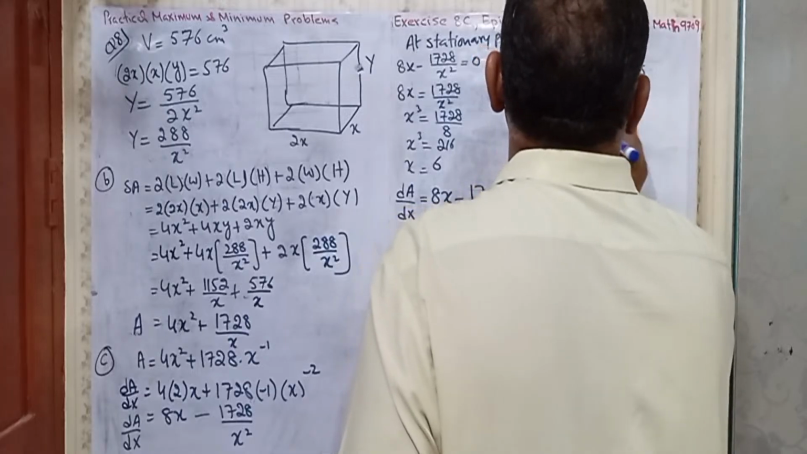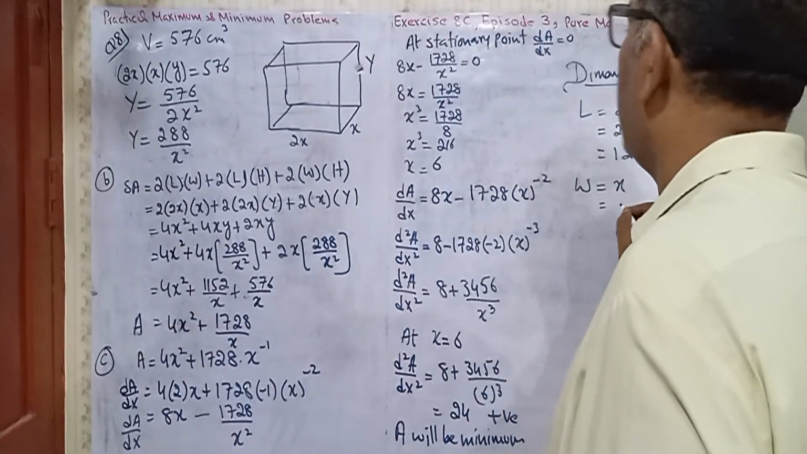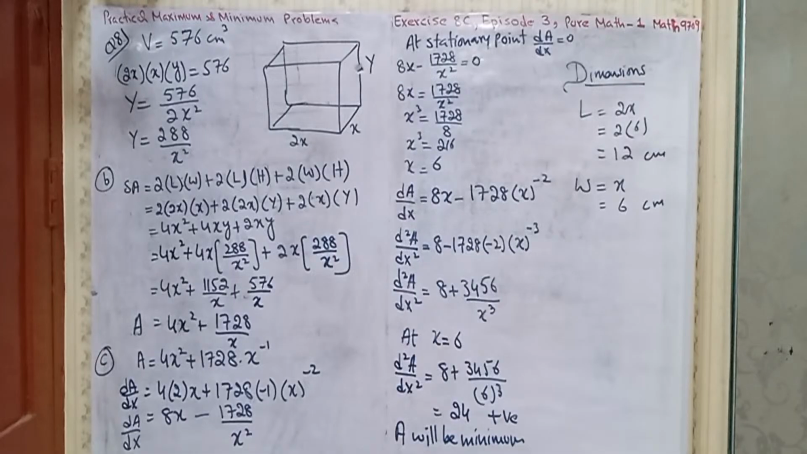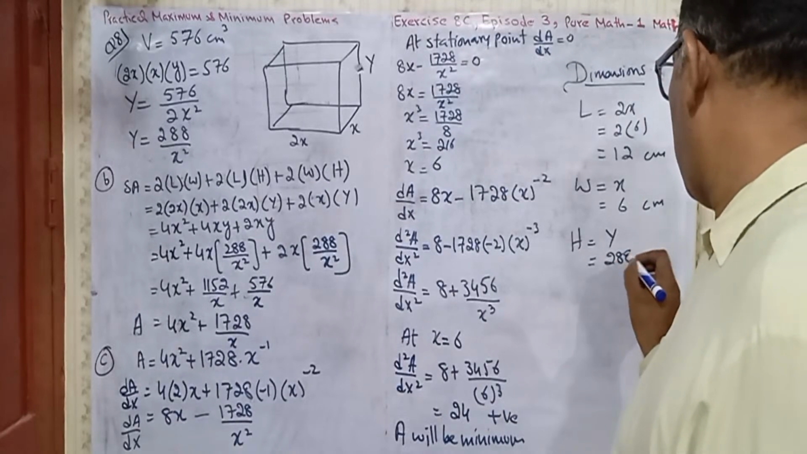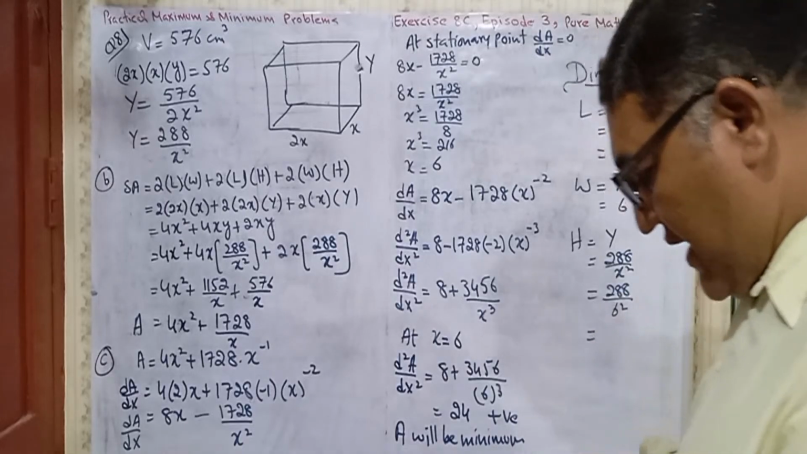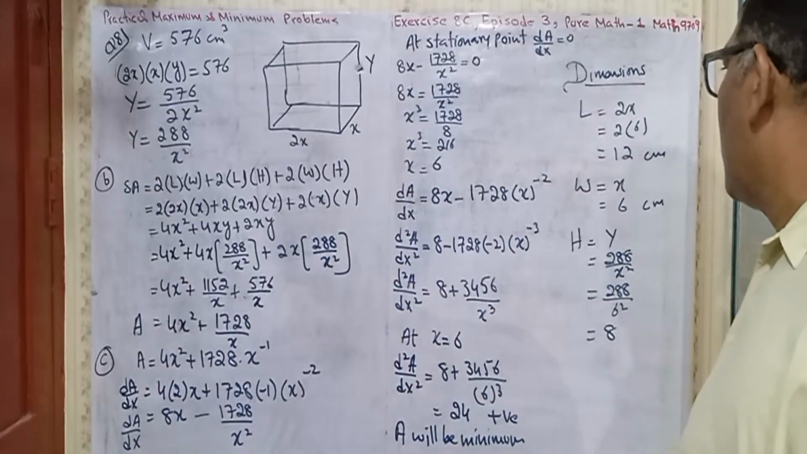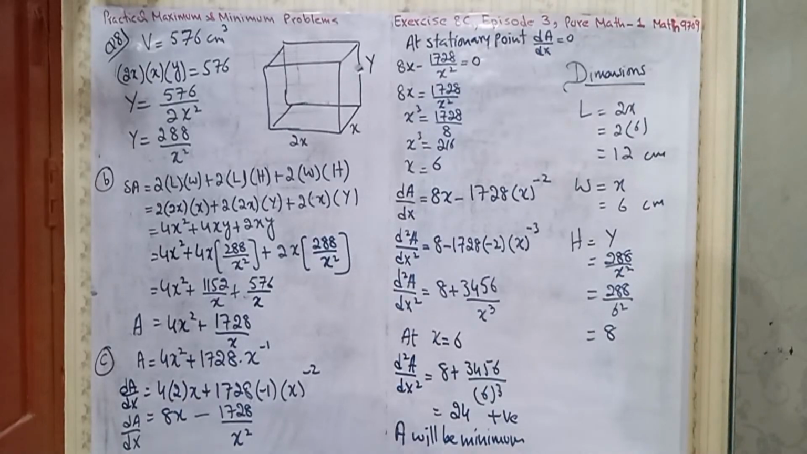Now the dimensions will be: the length is 2x, so 2 into 6, that will be 12. The width is equal to x, that will be 6 centimeter. And the height is y, which is 288 divided by x square. So 288 divided by 6 square, that will be equal to 8. So we think that the dimensions are 12, 6, and 8.